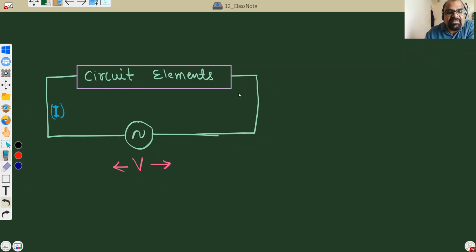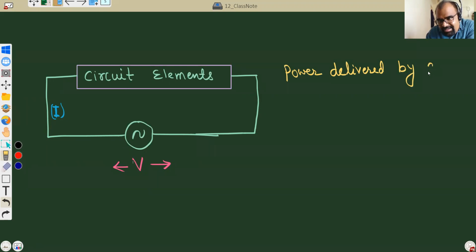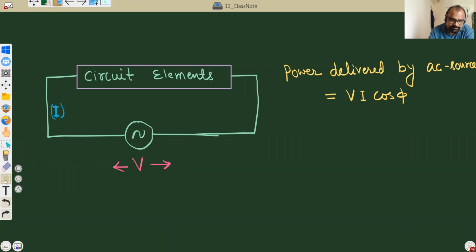So what is the power delivered by the AC source? Of course, we know it. Power delivered by the AC source is VI cos phi, where cos phi is called the power factor. Okay, so that is the power delivered by the AC source. Let me put that also inside a box.